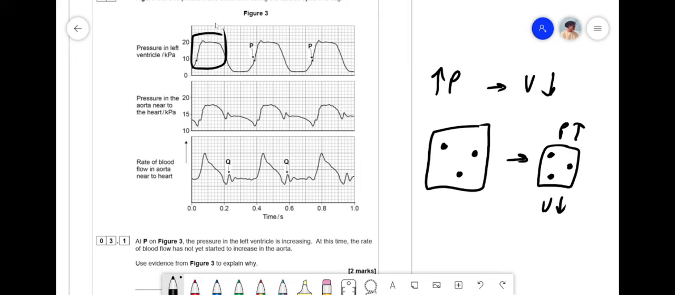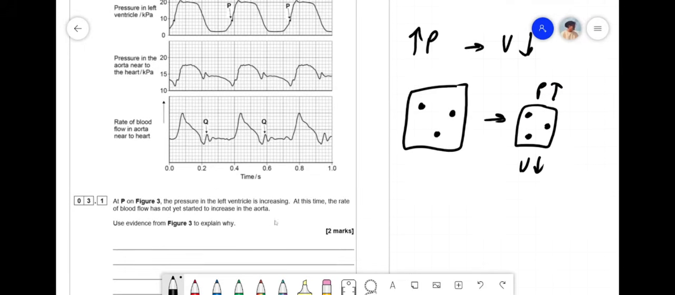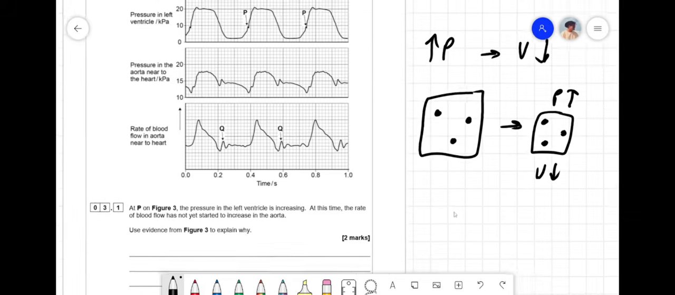If the pressure in the left ventricle is higher, then we can assume that the volume has decreased. Why would the volume of the left ventricle decrease? It's because it has contracted. If it's contracted, the volume is smaller, the blood is being squished together and forced out, so the pressure increases. So now, at P on figure 3, the pressure in the left ventricle is increasing. At this time, the rate of blood flow has not yet started to increase in the aorta. Use figure 3 to explain why.